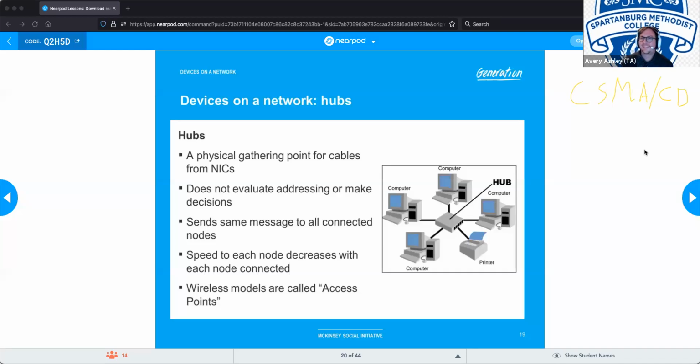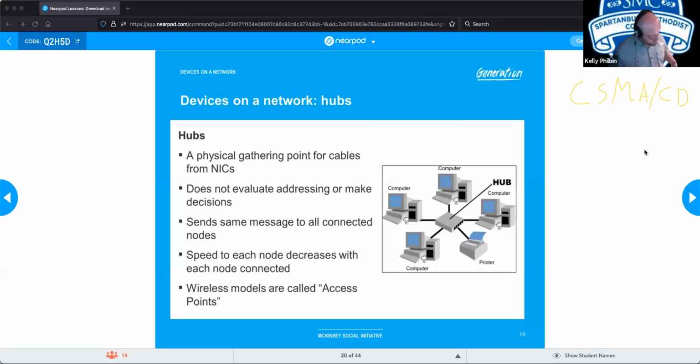Okay, so again, go over this real quick. When a collision occurs, when two devices collide or talk at the same time, there is a collision. So in order to prevent this, they have what is called CSMA-CD, which stands for Carrier Sense Multiple Access. And then you have the /CD, which stands for Collision Detection.